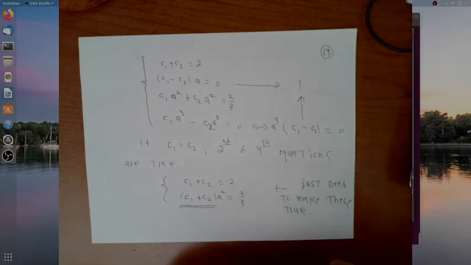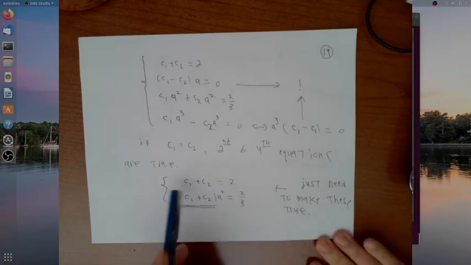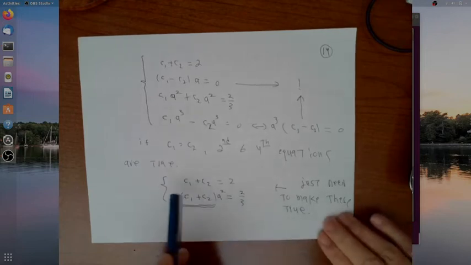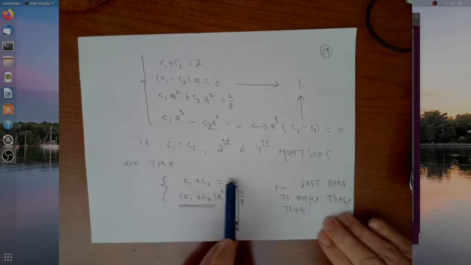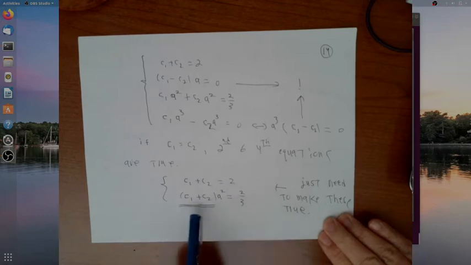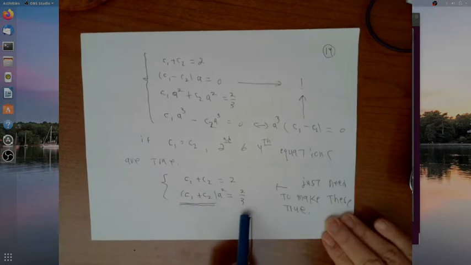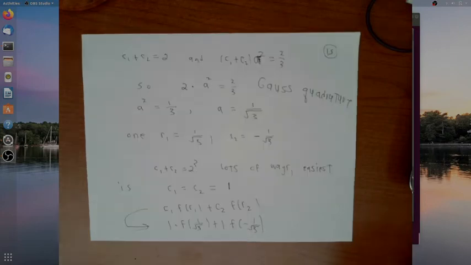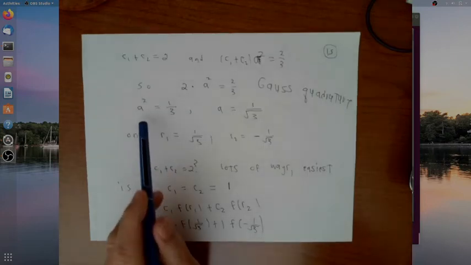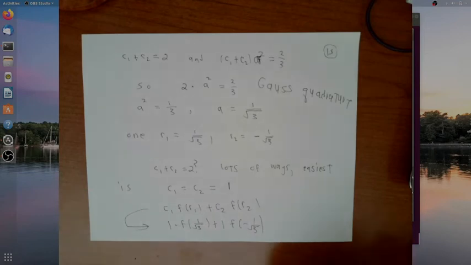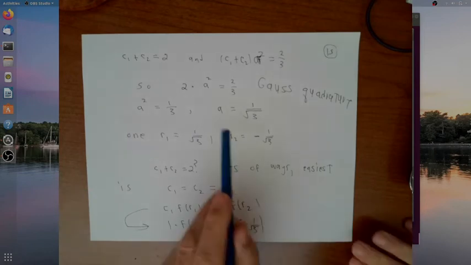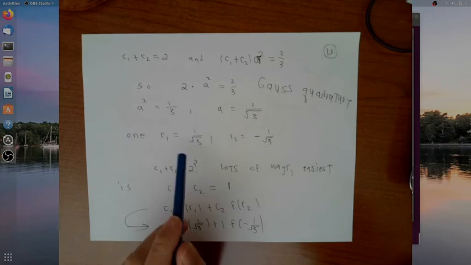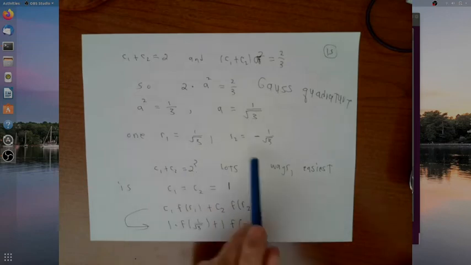All I need to be true, then, is this, which we've already figured out what the C1 and C2 have to be. But even if I hadn't, I do know that C1 plus C2 is 2, so this last equation would say 2 times A squared is 2/3, which is going to tell me what A squared has to be. As a result, A squared has to be 1/3. Now we said A was positive, so A is going to be 1 over the principal square root of 3. That's my R1, and R2 is the negative of that.